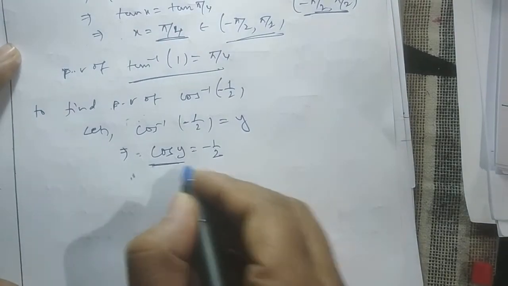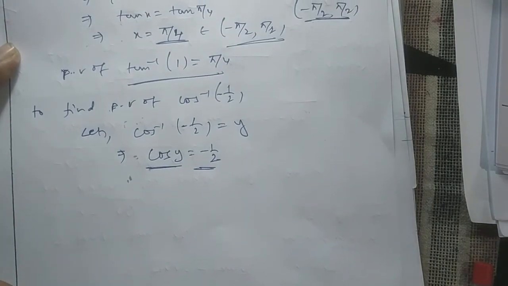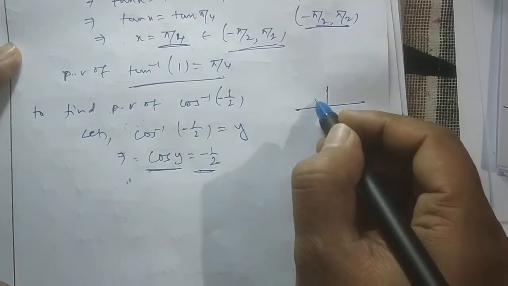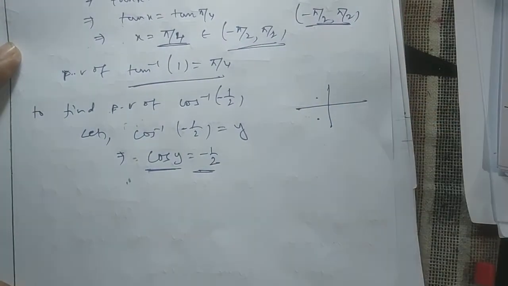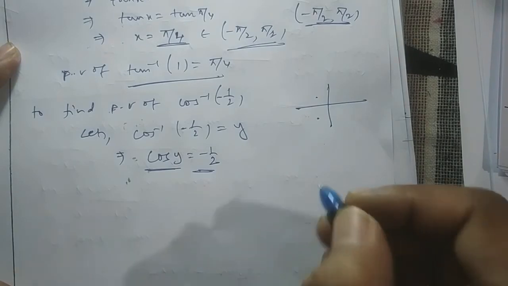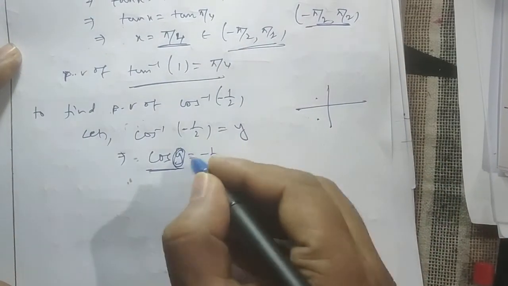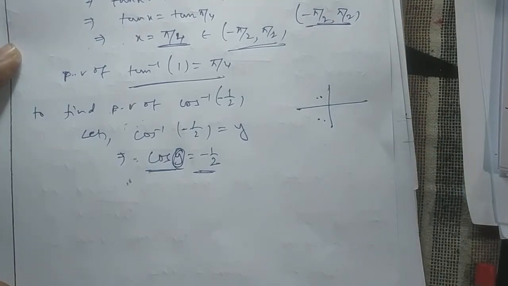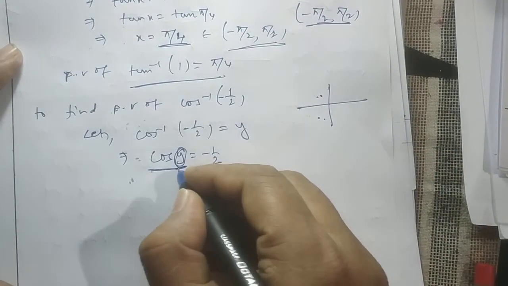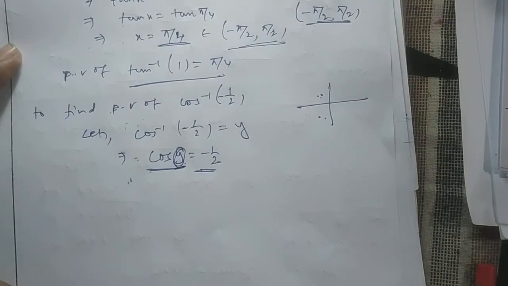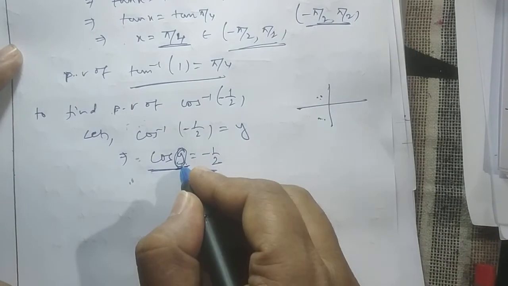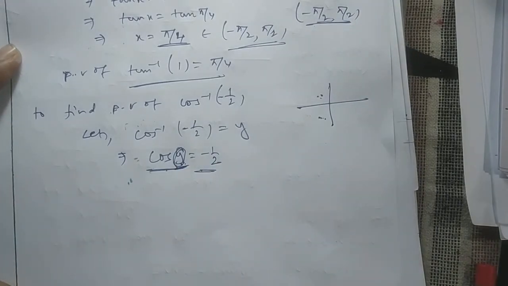Now look at here. Here the cos is negative. In which quadrant is cos negative? Either in the second quadrant or third quadrant. So the angle y may be lying in the second quadrant or in the third quadrant, but we shall be taking the angle in the second quadrant, because if we take the angle y in the third quadrant, it will be crossing the range of cos inverse x that I discussed in the previous math.